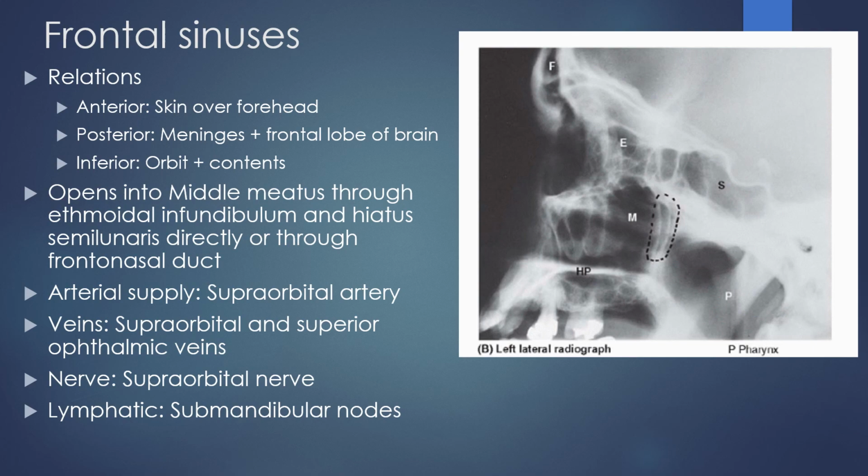The blood supply is through supraorbital artery. Veins drain into supraorbital and ultimately to the superior ophthalmic veins, and the nerve is also the supraorbital nerve. Lymphatics drain into the submandibular nodes. Now in the similar way, each sinus we can describe in the same fashion, that is the position of the sinus, the size, shape, the extent, the relations, where it opens, and the blood supply, nerve supply and lymphatic drainage.